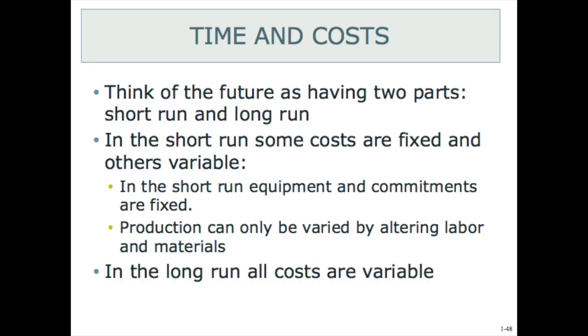So in the long run, everything's variable, but in the short run, a lot of things aren't variable that we're kind of stuck with. In the short run, equipment commitments are fixed. Production can only be varied really by labor and materials. Very difficult to change things in the short run. So when you think of time and cost, you think of, okay, in the long run we can make adjustments. In the short run, we're kind of tied. We can vary labor. We can say, okay, you're not working today. The other thing is to vary materials. We don't need to buy any more materials. But overall, we're pretty limited in what we can do in the short run. In the long run, of course, we can change anything we want, and a lot of companies have.